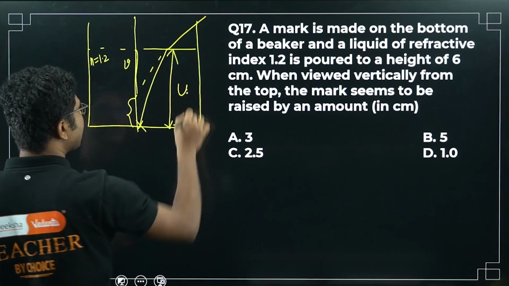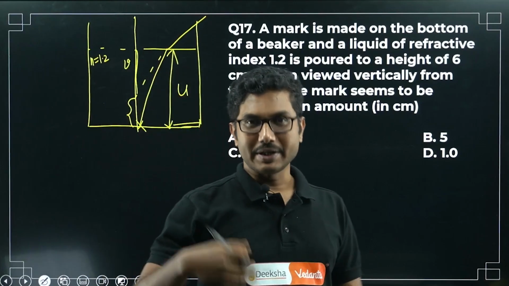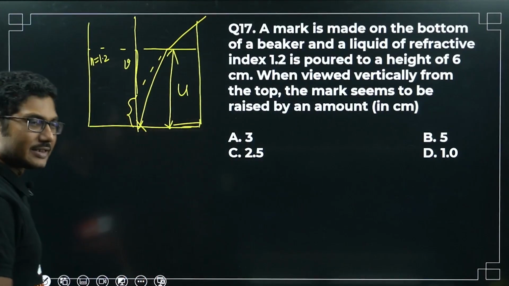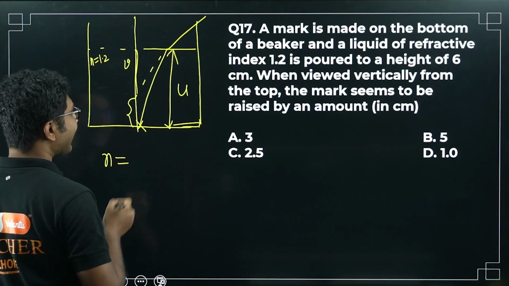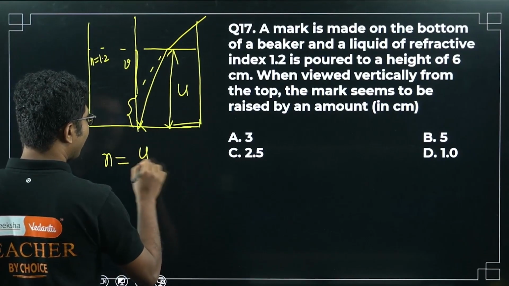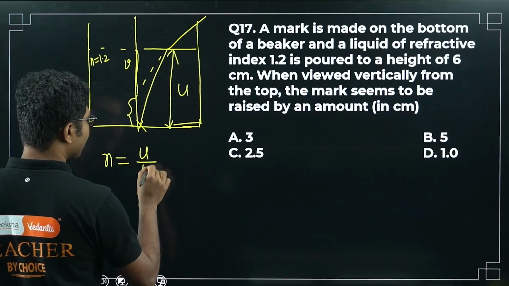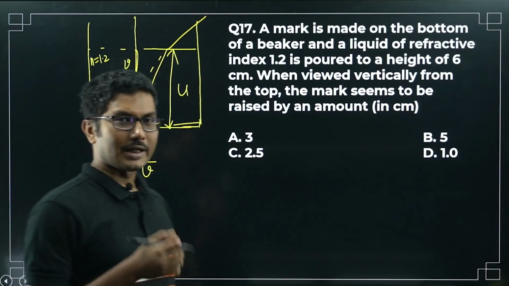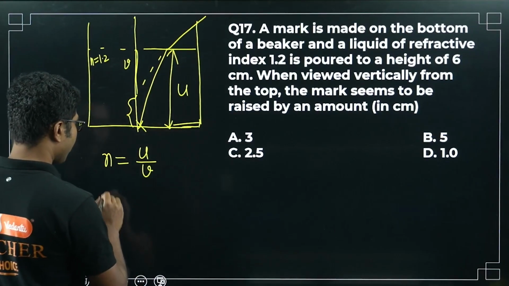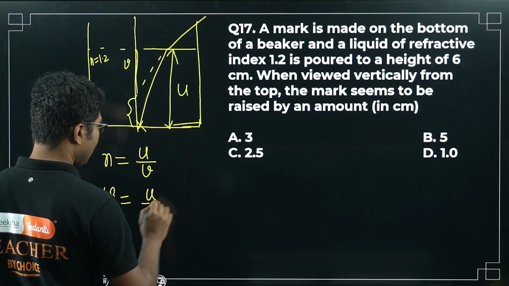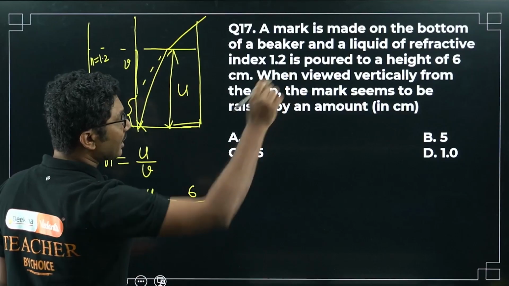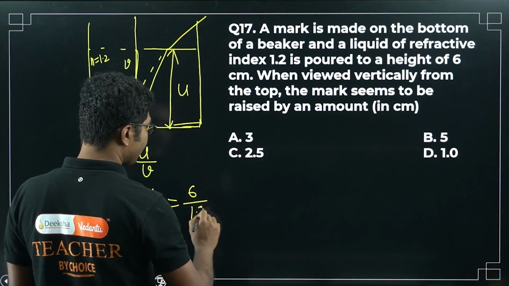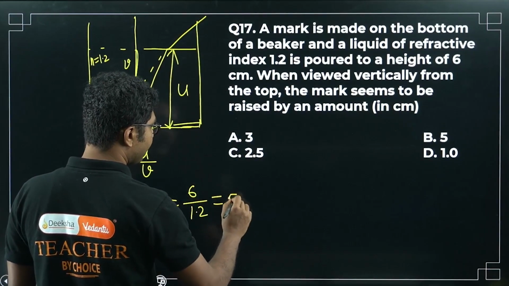We always represent original distance by u and apparent distance by v, right? That is object distance and image distance. For a liquid, the refractive index is given by u by v. This is a shortcut relation that you can remember, or v equals u by n. What is u? u is 6 cm, the original distance, and the refractive index is 1.2, so v will be 5 cm.